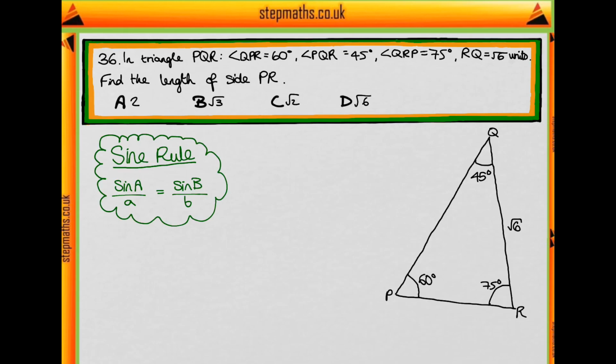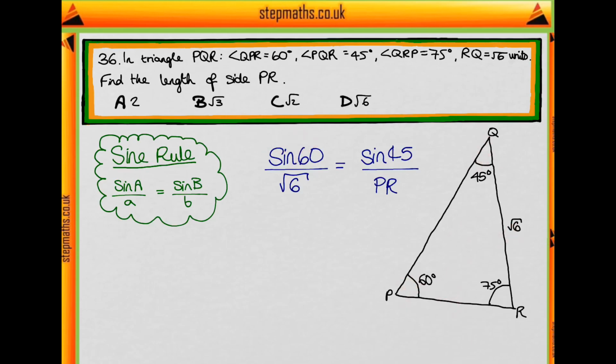Okay, so let's apply that in this case then. We're going to call this our A, so sine of 60 divided by the length opposite, √6, is equal to sine of 45 over PR. We've chosen these ones because we know the angle and the side length here, and then of course we want to include the length which we're trying to work out, otherwise we're going to work out this one and that's not going to be helpful. So we choose this pair and this pair.